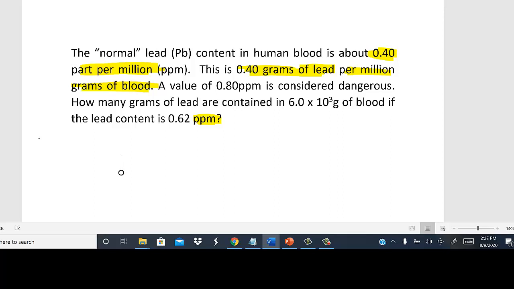So always start with what you're given. We're given 6 times 10 to the third grams of blood. I'm going to move that decimal point 3 places to the right. So 1, 2, 3 is 6,000 grams of blood. So always with these types of problems, start with what you're given. And 0.62 ppm is also what we're given.